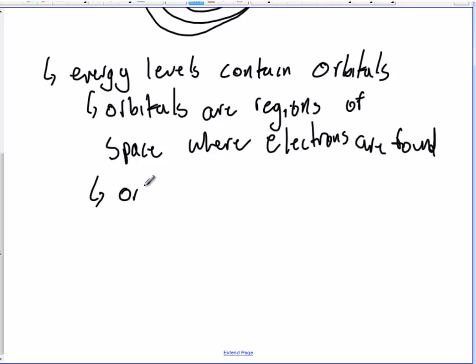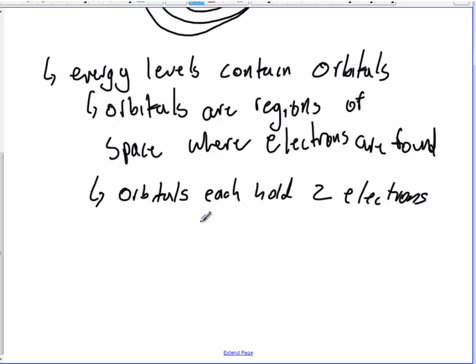So orbitals only hold 2 electrons. Each orbital can only hold 2. After that, they won't take any more. So you've got to have multiple orbitals if you're going to have more than 2 electrons. And since we need more than 2, right? Hydrogen has 1 electron, helium has 2 electrons, but lithium has 3. It's going to need another orbital. Not a big deal. We just go to another energy level.